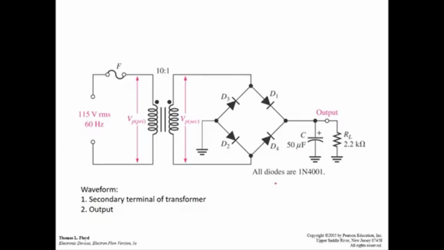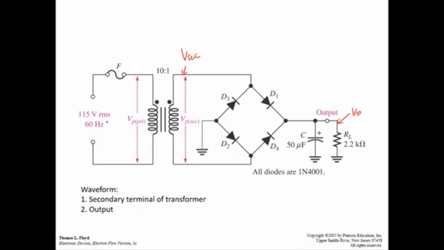Okay, let's do an example of a rectifier circuit and the filter circuit. The task is we want to draw a waveform at the secondary terminal of the transformer. So where is the secondary? At this point. So you put a V secondary, and at the output, this is V out. For the V secondary, let's assume the input is a sine wave.